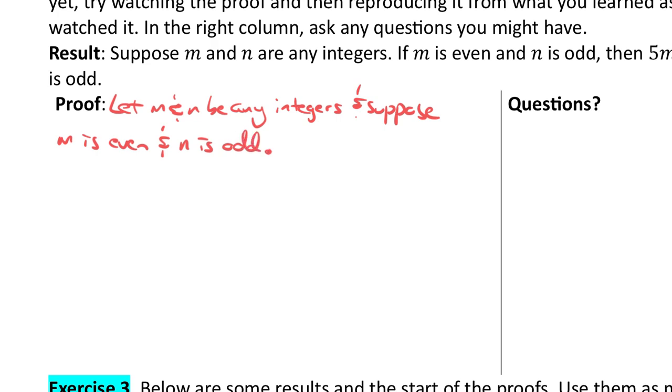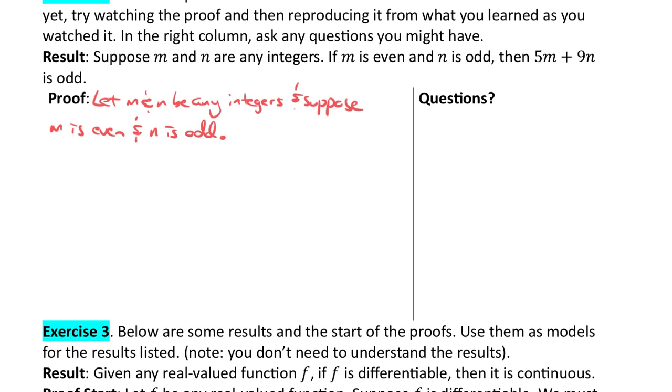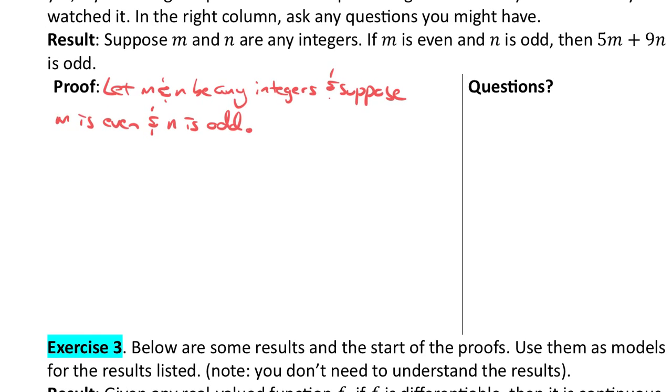Okay, so what I must show, and I'm not going to write this down, you don't always need to, but we're going to talk about that on the next page. We have to show that 5m plus 9n is odd. I'm not sure I have enough room, so I'm not going to write that particular step in here. So we'll come back to that in a moment, but I'm going to use the definition of even and odd in order to write m and n in different forms.